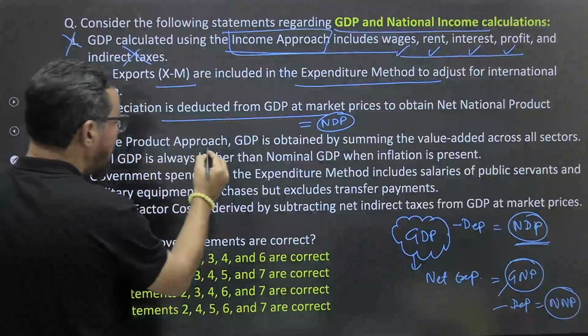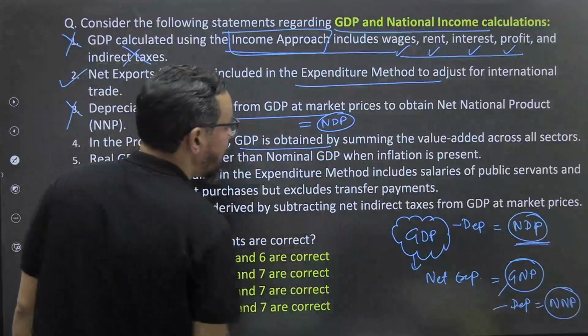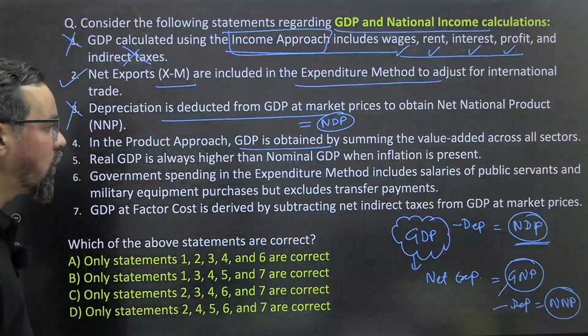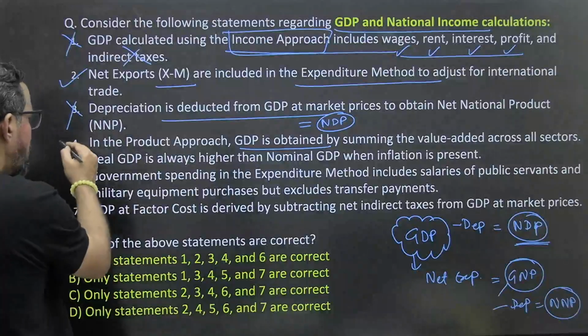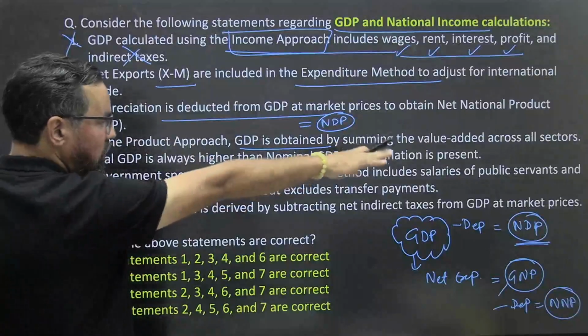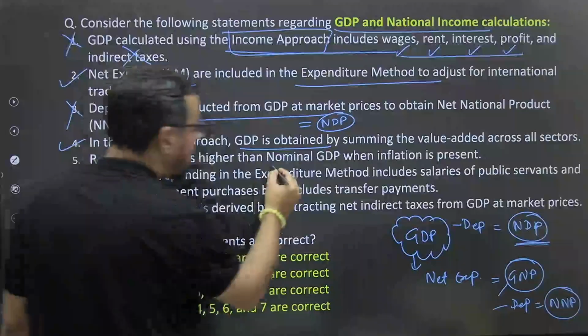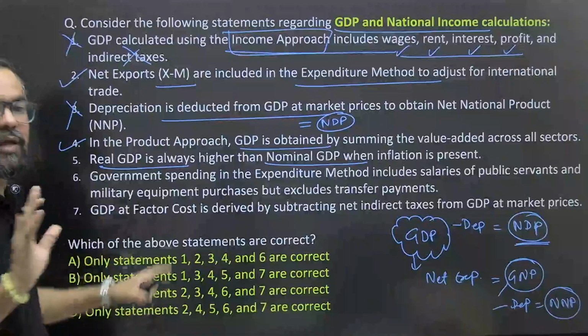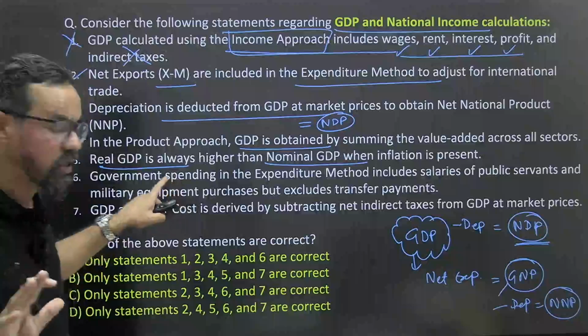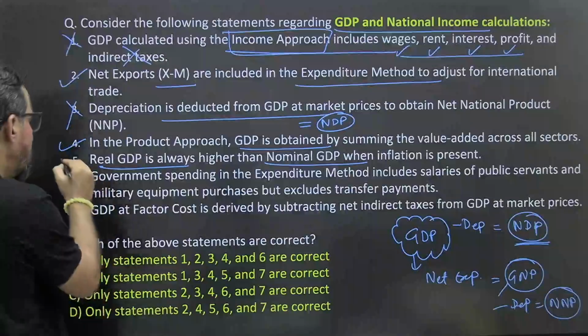In the production approach, GDP is obtained by summing the value added across all sectors. In production methods we use summing, 100% true. Real GDP is always higher than the nominal GDP. No, real GDP is inflation adjusted GDP. It is lower than the nominal GDP.